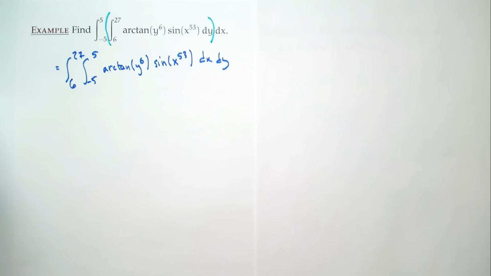Well, is it better now? We don't have to integrate arctangent y to the 6. That's the good news. Now what do we have to integrate? Sine of x to the 53. That feels so much better. Or does it?